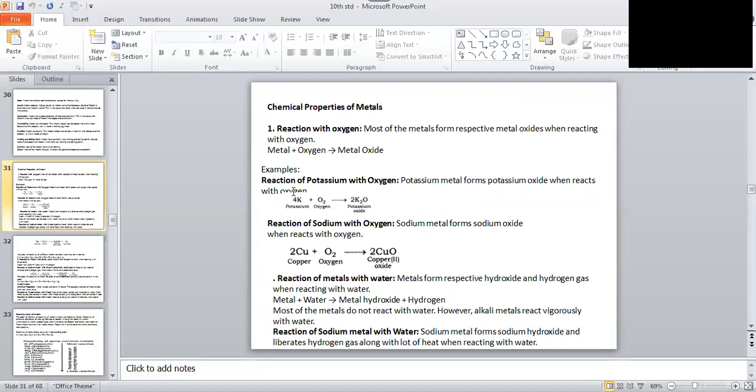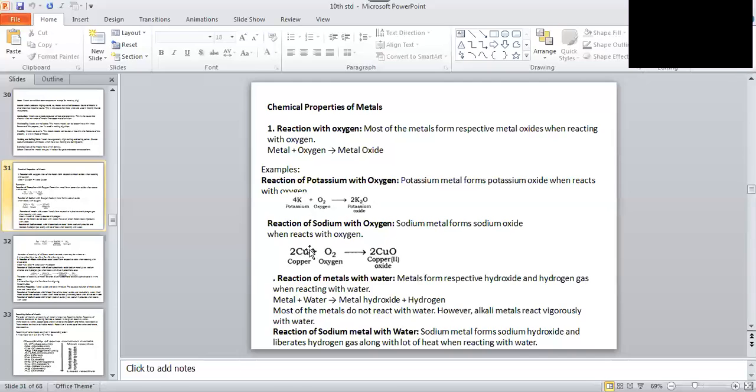This is potassium metal, that is 4K, 4 atoms of potassium react with oxygen to give 2 times K2O. This is potassium oxide. Then a similar reaction takes place with sodium.